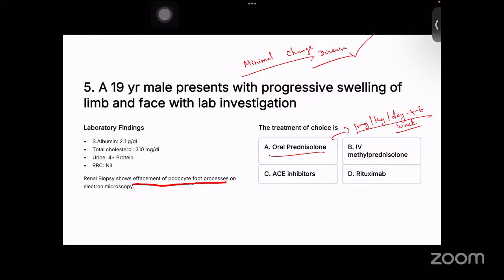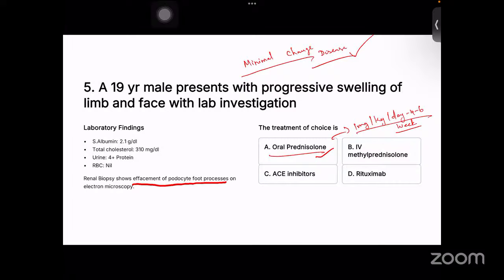But is that the thing that was asked on the exam? No. What was asked on the exam was the treatment of choice. When we are going towards minimal change disease, 90 percent of minimal change disease is steroid responsive, so we can give oral steroids. So the treatment of choice here is oral prednisolone, 1 mg per kg per day for 4 to 6 weeks, and then we will titrate them.